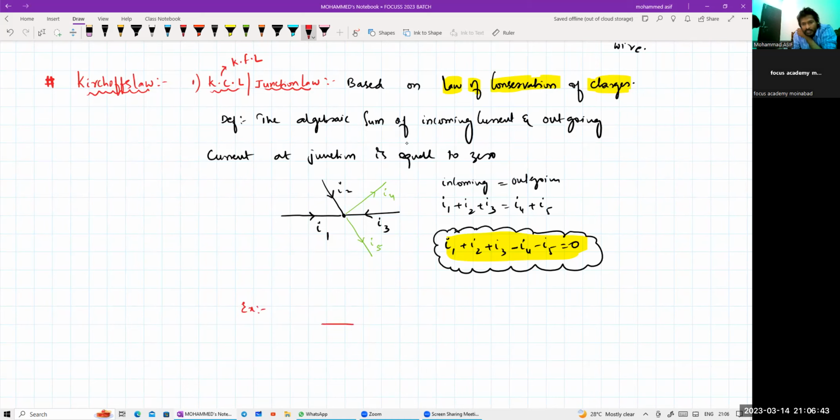मान के चलिए this is some junction like this. इसमें से करंट जा रहा है 2 amperes. और इसमें से करंट आया 6 एम्पियर्स, और यहाँ पर करंट गया 1 एम्पियर, और यहाँ पर करंट गया मान के चलिए सम 1 एम्पियर. तो इसमें करंट कितना होगा? ठीक है, दिस इज द प्रॉब्लम.